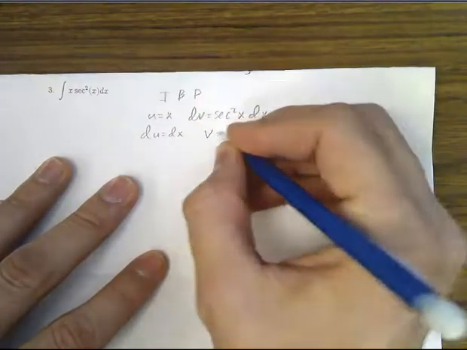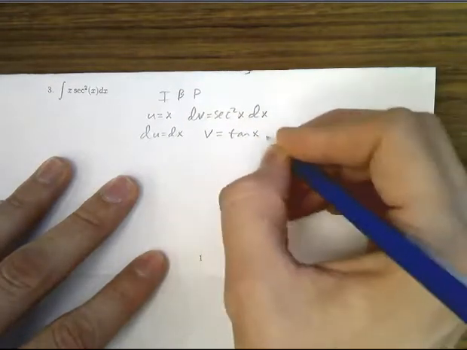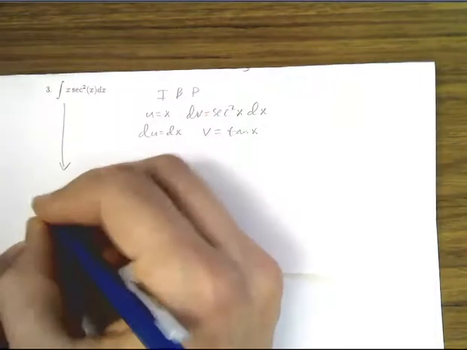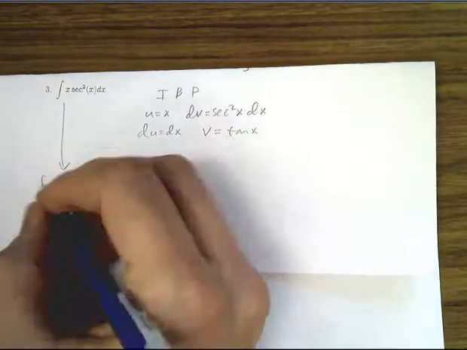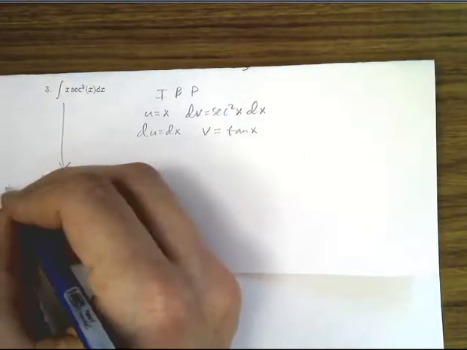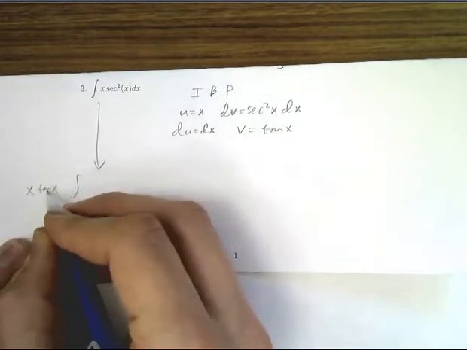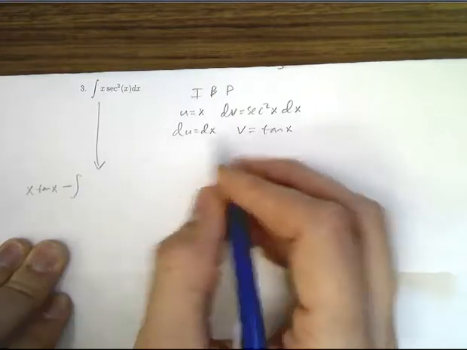And so let's work this out. Of course, v is just tan x. Okay, so our integration by parts formula says this is uv minus the integral of v du.